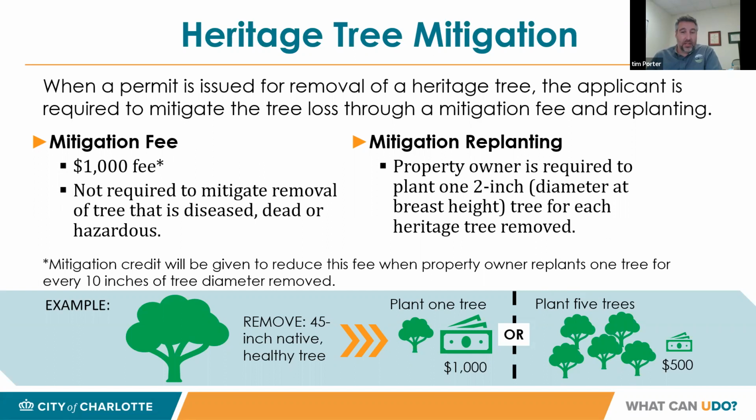And if you go to the example on the bottom there, a 45-inch native tree that's classified as a heritage tree, if it was authorized for removal, as you move left to right, you'd have to pay $1,000 and plant one tree, or you could plant multiple trees, five trees in this case, to equal the total diameter removed. So one tree for every 10 inches, you'd round up 45 to 50, 50 divided by 10 inches, gets you five trees and a $500 reduced fee.